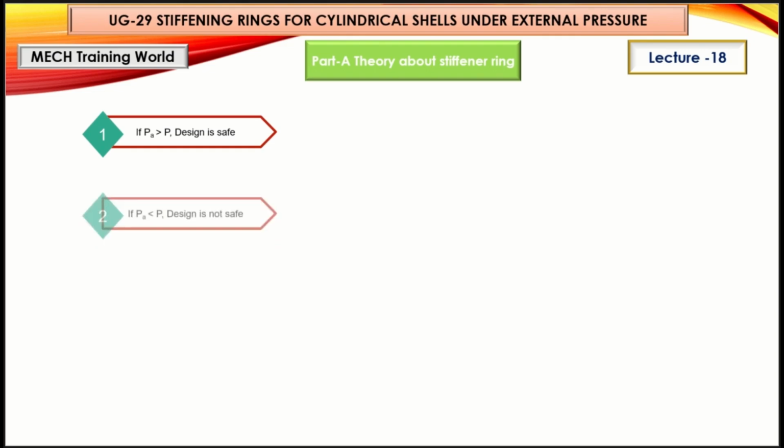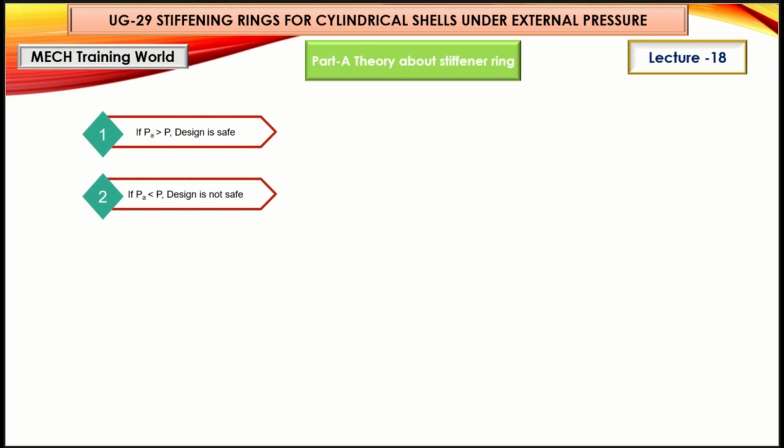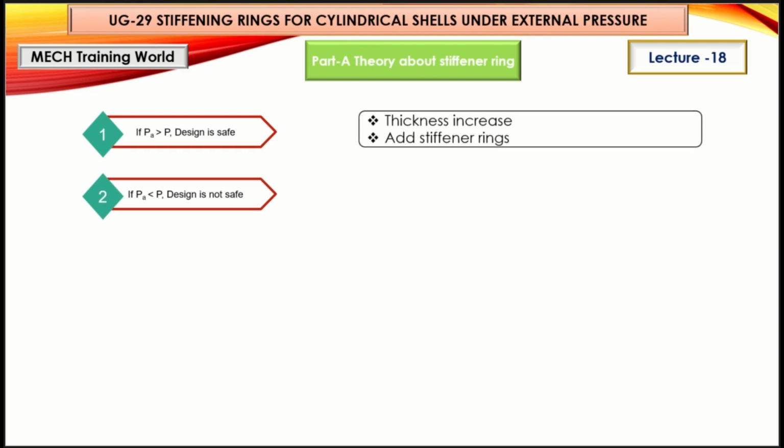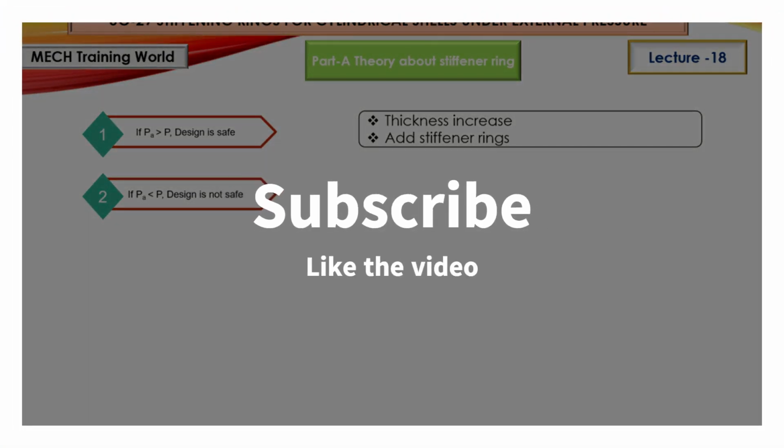But if the maximum allowable external working pressure is less than our design pressure, that is P, our design is not safe. So here we need to find the optimum solution to pass the design. So what are the optimum solutions? One is increasing the thickness throughout the shell, and another one is adding stiffener rings.